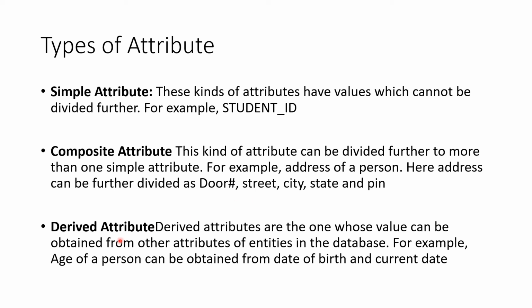Then comes derived attribute. Derived attributes are those whose value can be obtained from other attributes of entities in the database. For example, age of a person can be obtained from date of birth and current date. See, if you know the current date and if you know the date of birth of a person, can't you calculate the age of a person? So this is the way you derive an attribute from the given information.